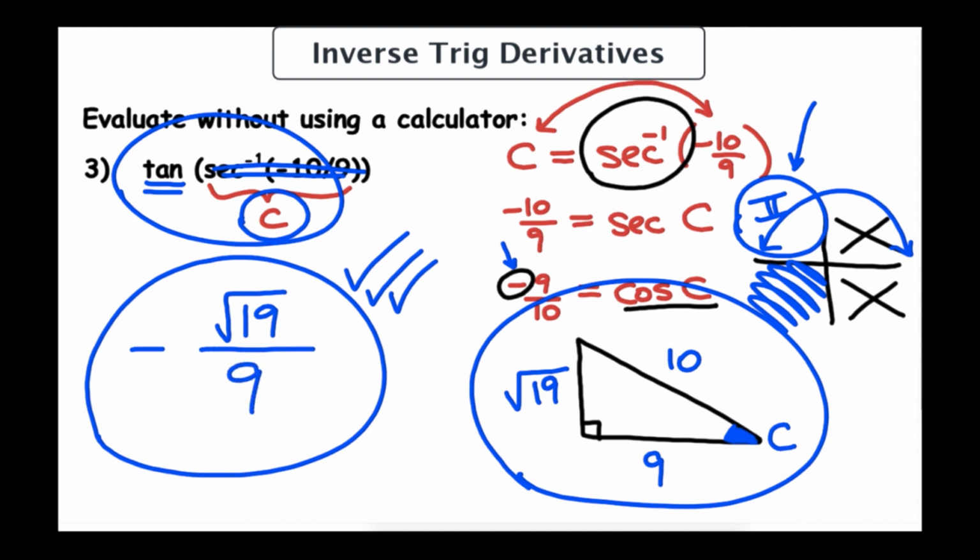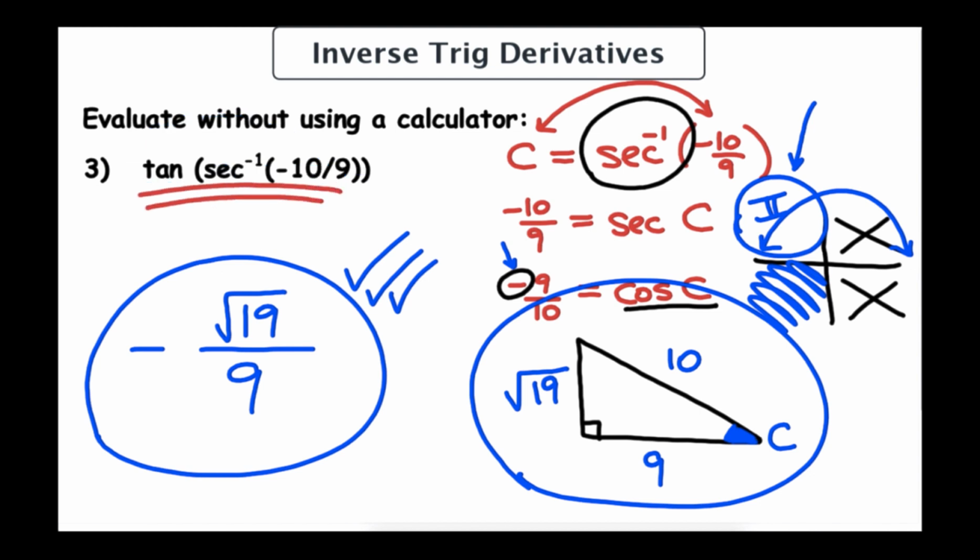Sure, you can plug the original into the calculator. Let's be really honest, if you even know how to plug that in the right way, you could get this answer, but the thing is you probably wouldn't recognize it as negative rad 19 over 9 just by looking at the decimal. I certainly wouldn't recognize it. But you could check all the answers with a calculator, which is really kind of cool. So, again, on a test or quiz, this would be a non-calculator section.